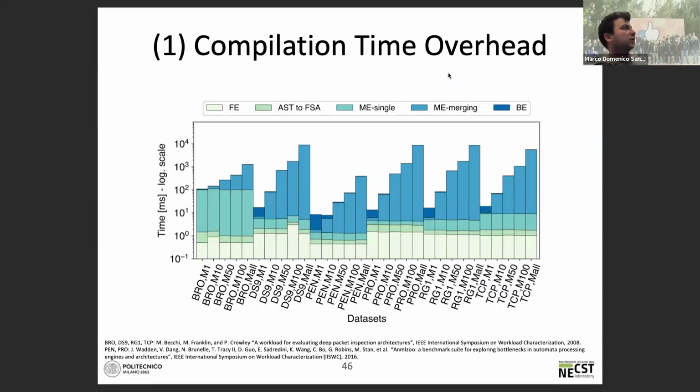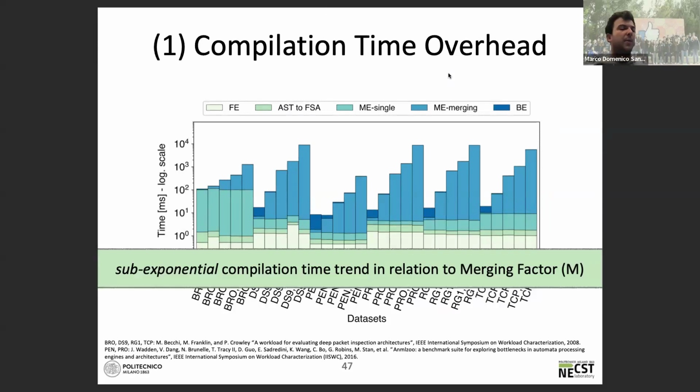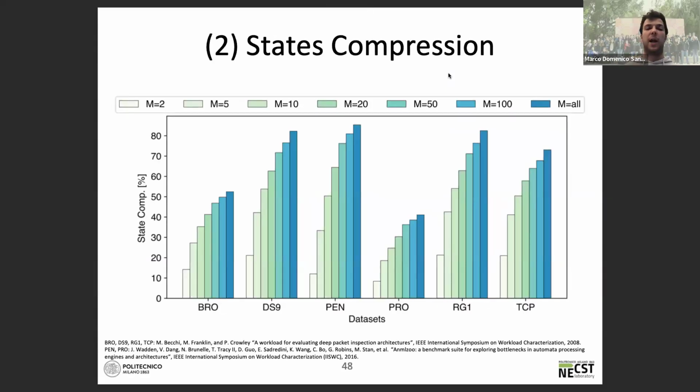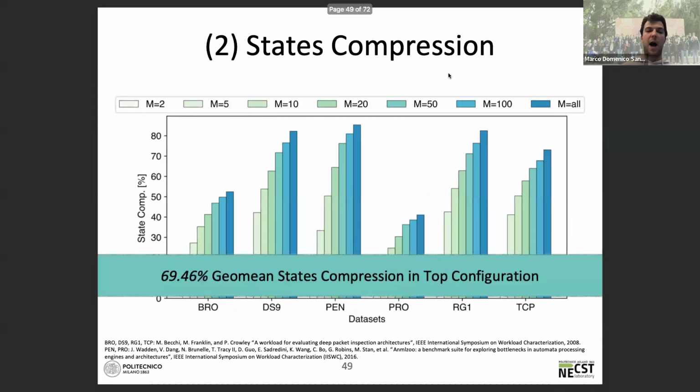So starting from the compilation time overhead, we can see that the compilation time is quite low. However, in the current implementation of the merging procedure, we have a sub-exponential compilation time. If it's possible to pay this small overhead in compilation, you can see that starting from the state compression, while increasing the merging factor, we can achieve a top geometric mean average of about 70% in state compression with respect to not having compressed the automaton or the equivalent regular expression representation. And this first of all implies a reduction in memory utilization, because we are basically representing 70% fewer states with respect to the standard representation of one automaton.